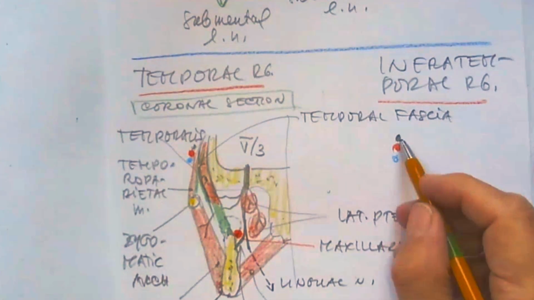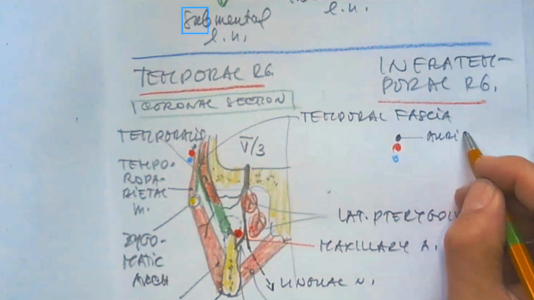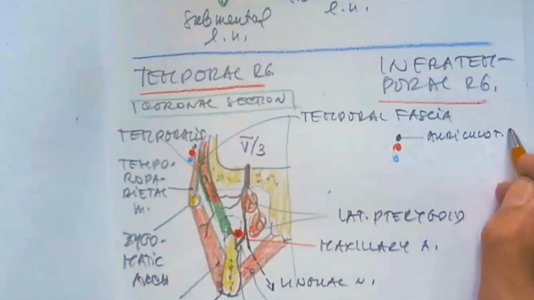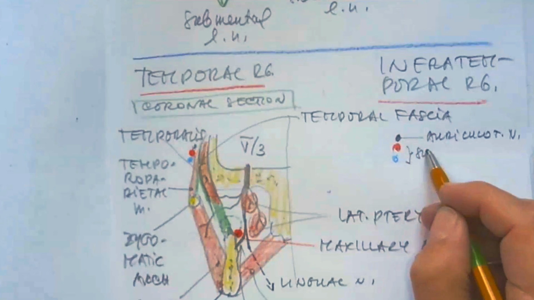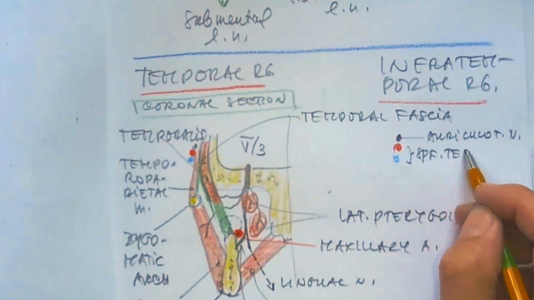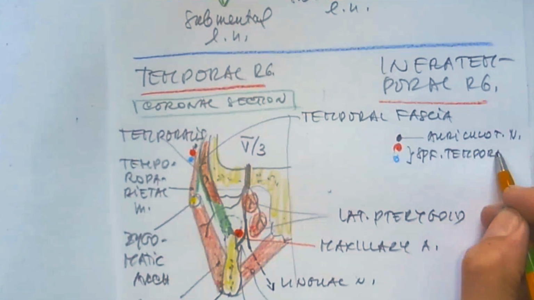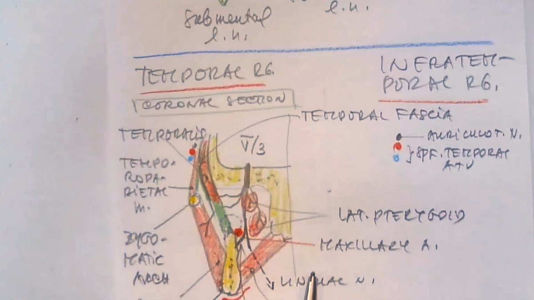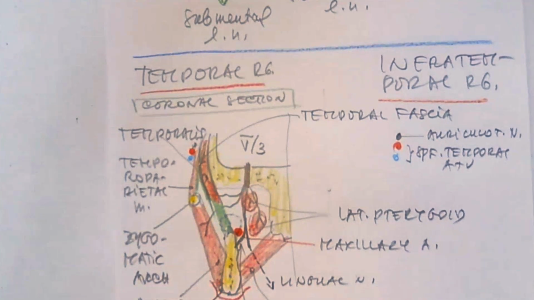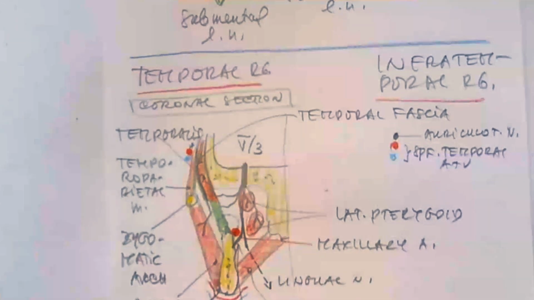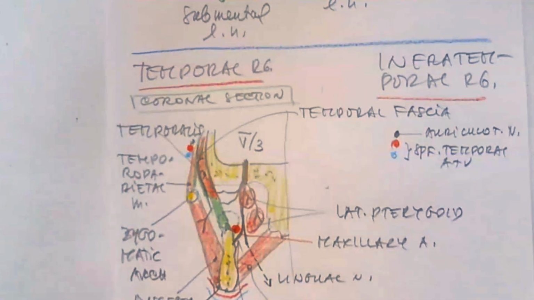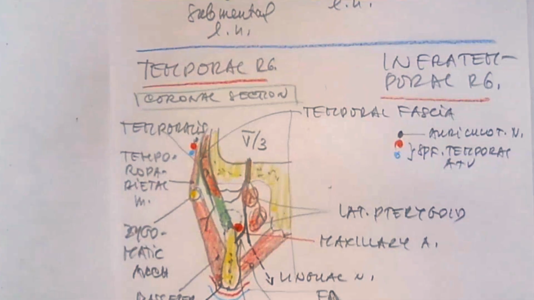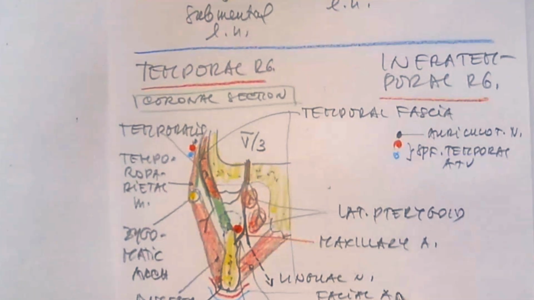Drawing the auriculotemporal nerve, as we said several times, and the superficial temporal artery plus vein. Good. If we draw the structures, why not draw also, I know that it doesn't belong to the temporal infratemporal region, the facial artery and vein, on one section. Fine.